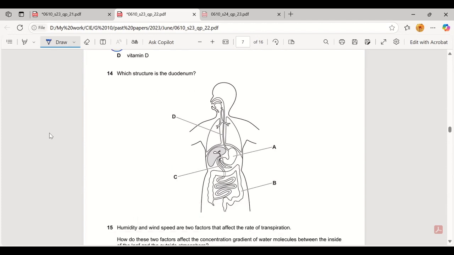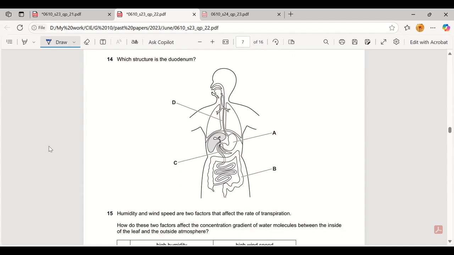هو عادة paper 2 يا جماعة بتبقى very easy يعني, بس take care لأن you have to read all the choices carefully in order to choose the more أو the most correct answer, لأن sometimes there is a correct and a more correct answer. Which structure is the duodenum? حلا. C. Number? C. C, yes.